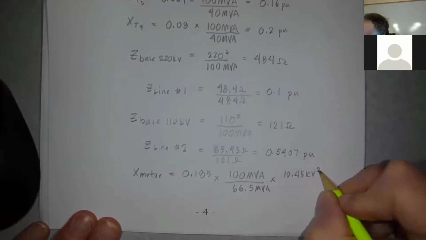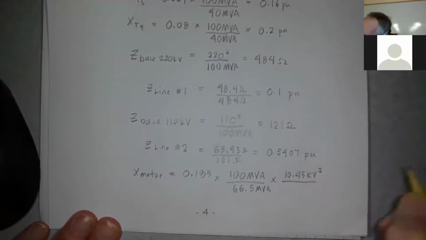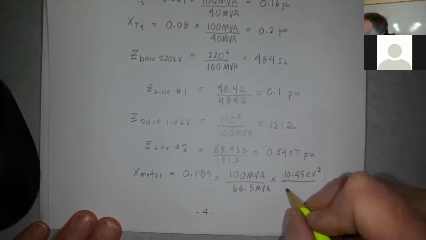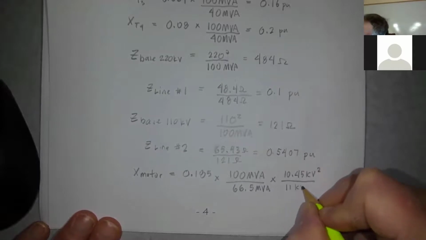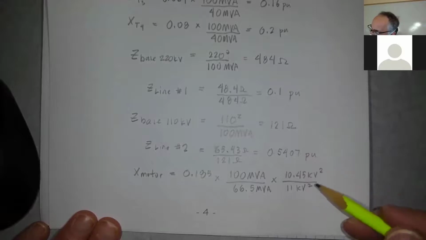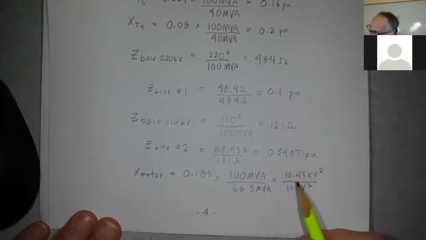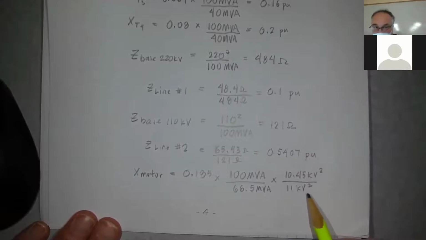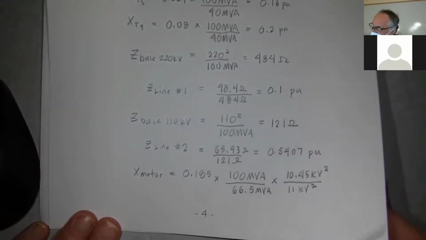kV squared. And what's the line voltage? 11 kV. Okay, so the kVs cancel, the MVAs cancel, but you have 10.45 squared over 11 squared here, right?